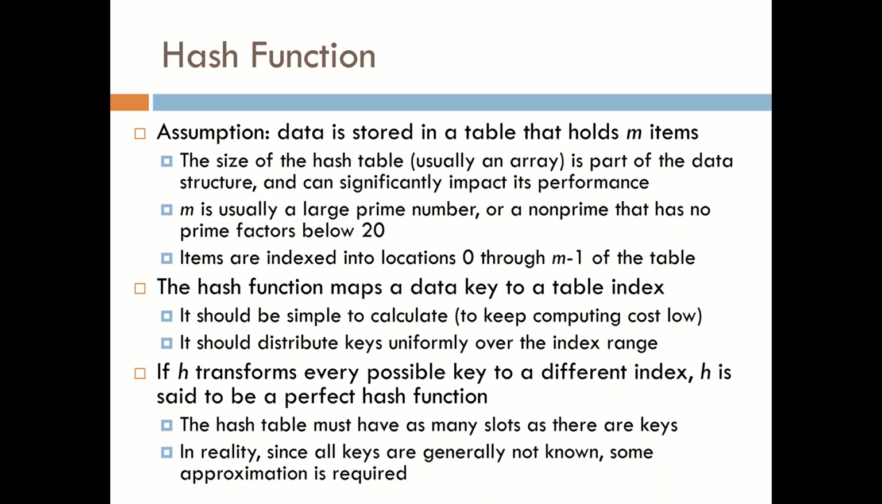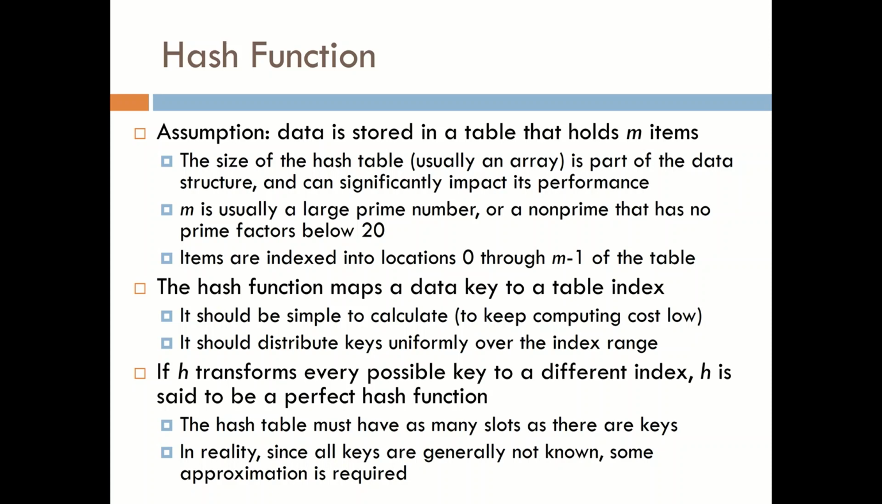contiguous table, something like an array, which holds m items. So throughout these slides, we will refer to m as the size of the table, the number of elements present in the table. So the size of the hash table becomes part of the solution and can greatly impact how a particular hash table functions. We select the table size m by usually picking a very large prime number or a non-prime number that has no prime factors below 20.